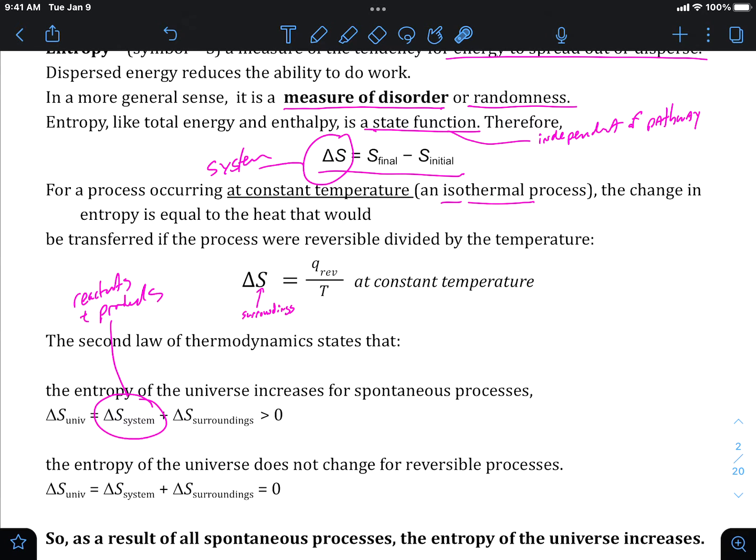Now, the second law of thermodynamics says that the entropy of the universe increases for spontaneous processes. So there's a simple equation. It says that the change in entropy for the universe is equal to the change in entropy for the system plus the change in entropy for the surroundings. And if this is for a spontaneous reaction, then that value will be greater than 0. But if it's for a reversible process, then it's just set equal to 0. And frankly, we're not going to worry too much more about that one. We're more worried about this reaction.